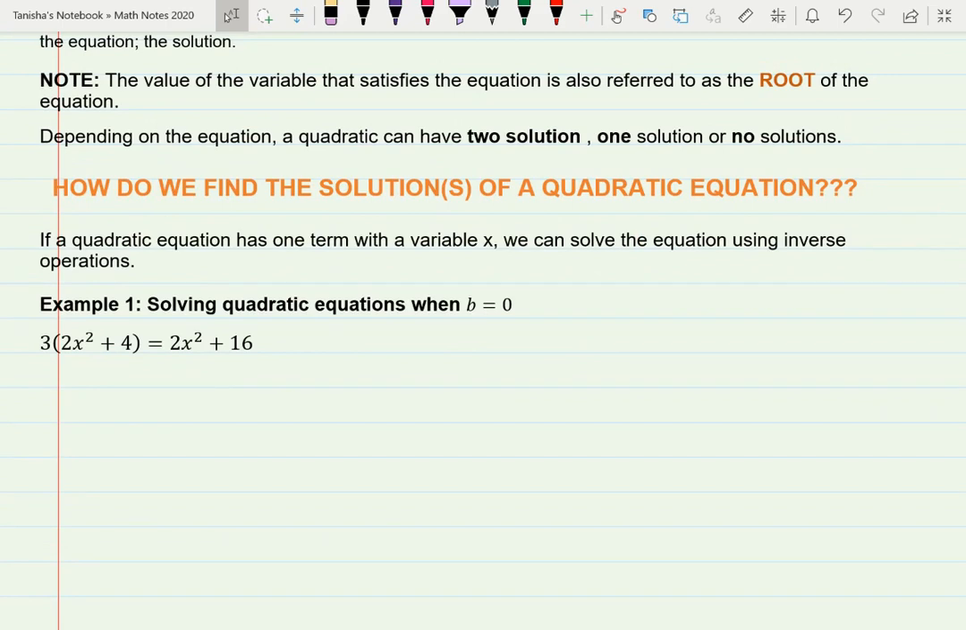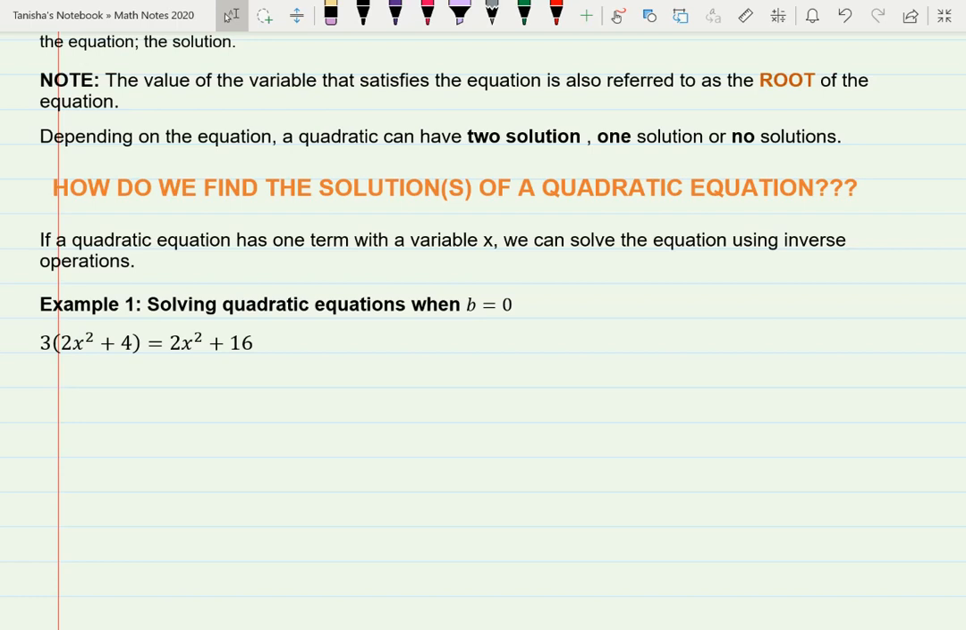The value of the variable that satisfies the equation is also referred to as the root of the equation. In some of the practice questions that you will be doing, you will see the terminology root used to define the solution of the equation. Just note that root and solution are interchangeable, right? The root is the value of x that satisfies the equation. The solution is also the value of x that satisfies the equation.